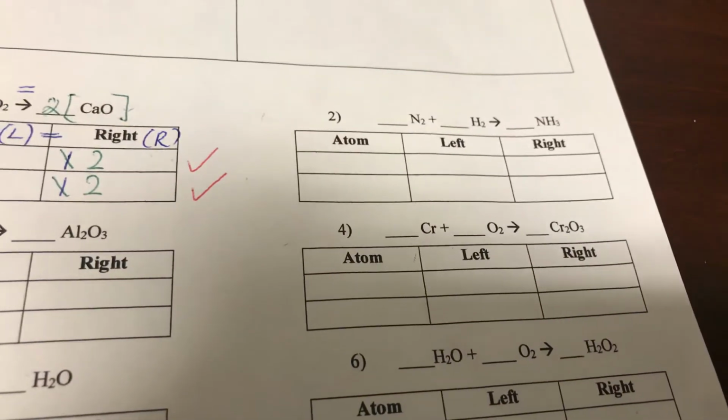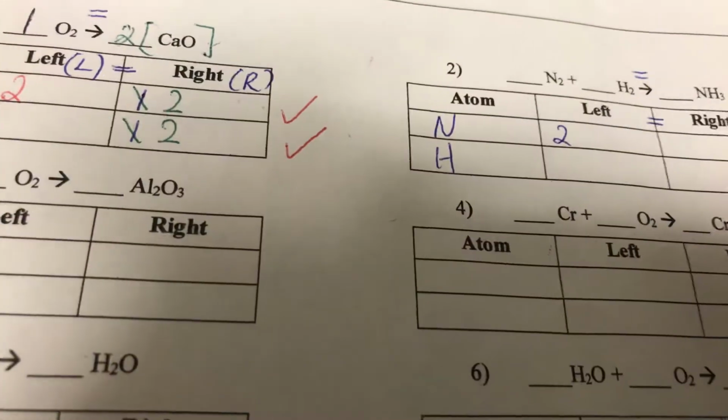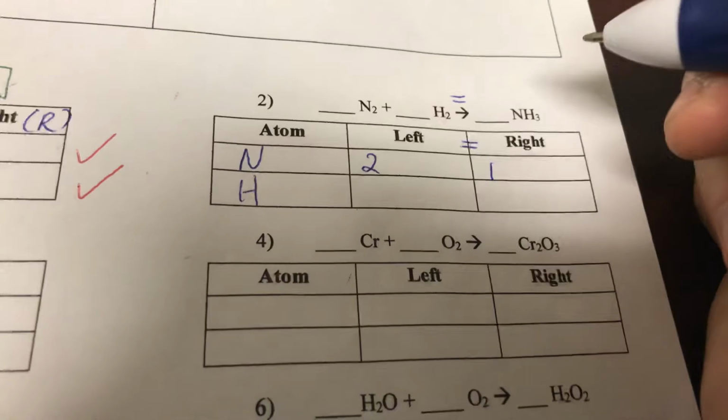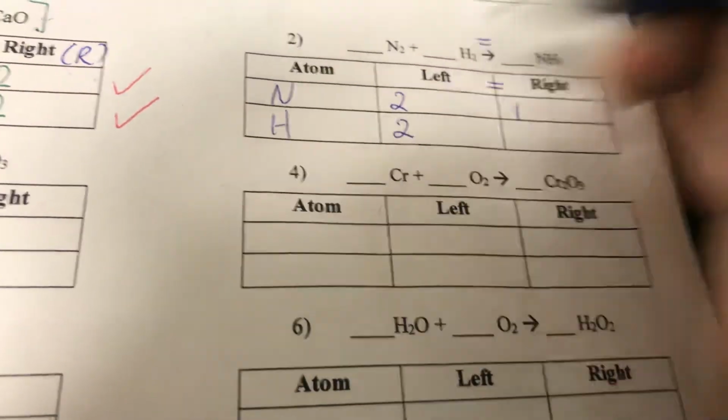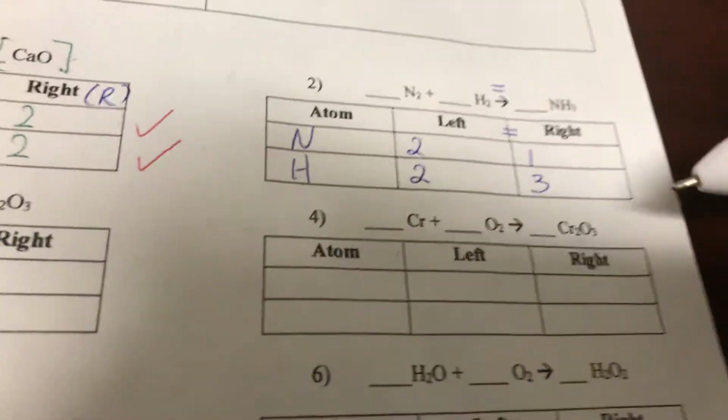Now here, this question, I have N and H. Okay, so we put the equal sign. On the left, I have 2 nitrogen. On the right, I have 1 nitrogen. On the left, I have 2 hydrogen. On the right, I have 3 hydrogen. Now, none of them is balanced.